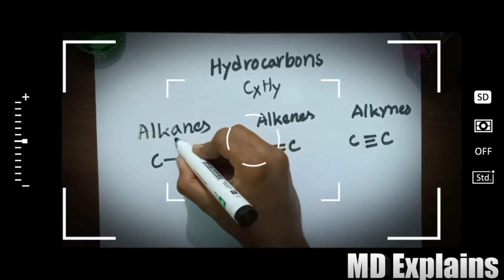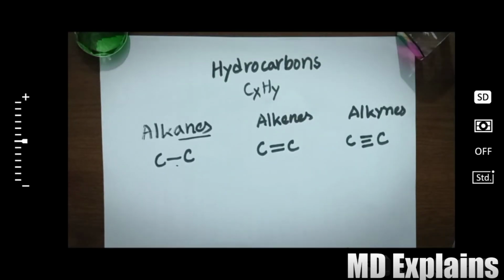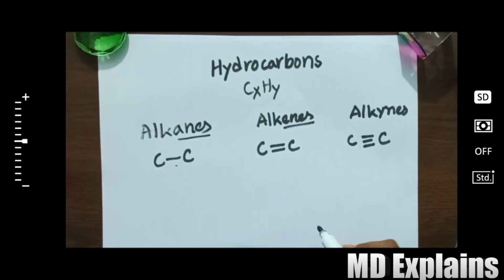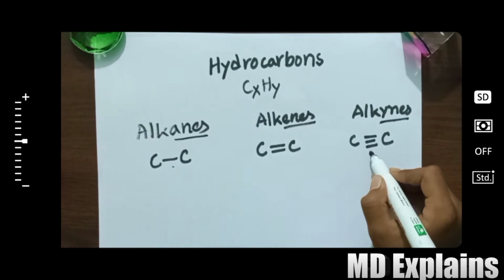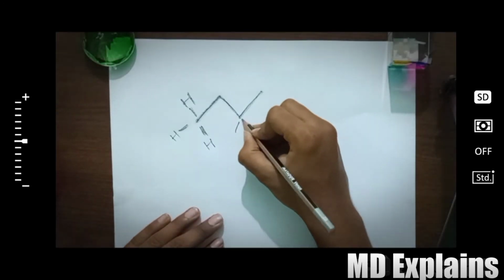If something ends in -ane, it means alkane, which means it has a single bond. The ending -ene means it's an alkene, which has a double bond. And the ending of -yne makes it an alkyne, which means it's a triple bond. This is talking about the major carbon chain or the longest carbon chain.